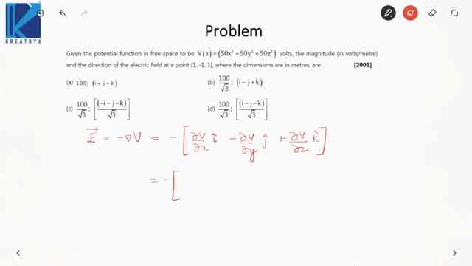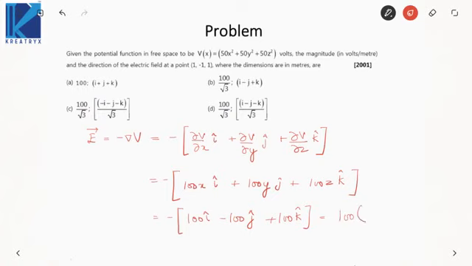So what is the derivative with respect to x? 100x. With respect to y? 100y. With respect to z? 100z. Now it is asking you the value at 1 comma minus 1 comma 1. So it is 100, x is 1, y is minus 1, z is also 1. So it will be 100 times minus i plus j minus k.